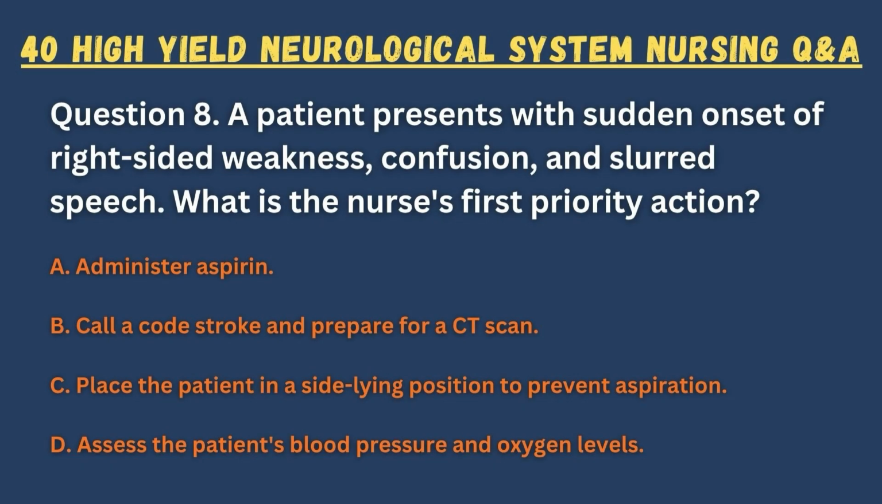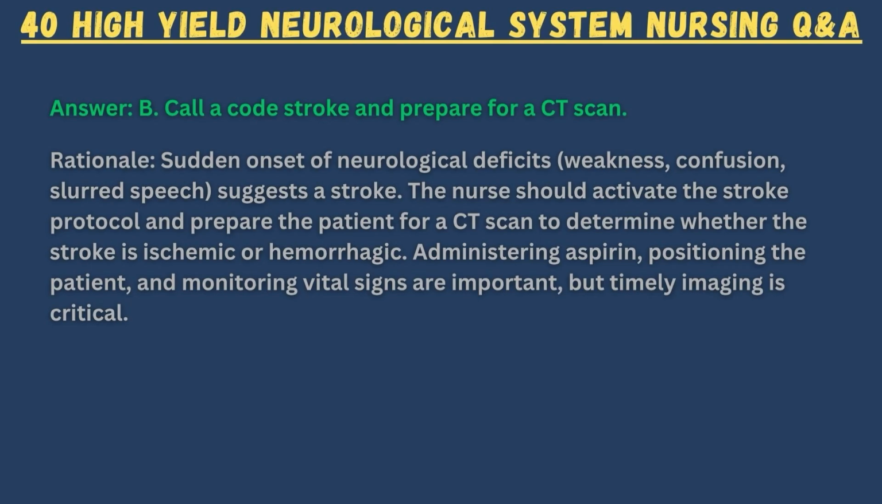Question 8. A patient presents with sudden onset of right-sided weakness, confusion, and slurred speech. What is the nurse's first priority action? A. Administer aspirin. B. Call a code stroke and prepare for a CT scan. C. Place the patient in a side-lying position to prevent aspiration. D. Assess the patient's blood pressure and oxygen levels. Answer: B. Call a code stroke and prepare for a CT scan.